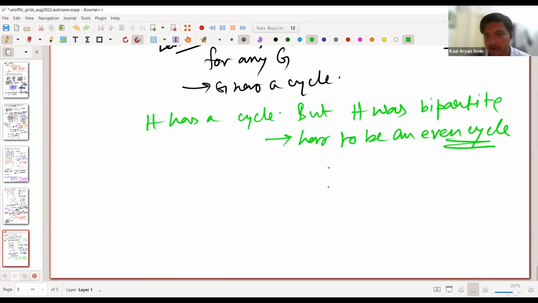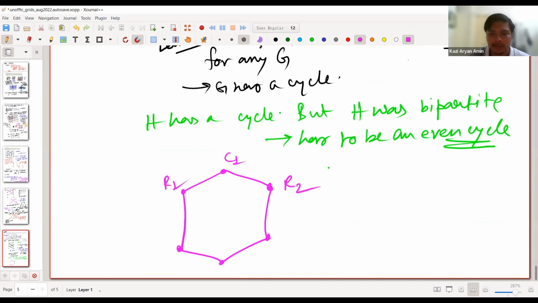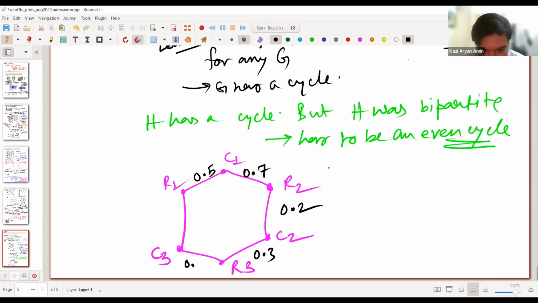So suppose now, obviously, you're going to work with the even cycle. Suppose you have an even cycle, and suppose this is R1, this is P1, this is R2, this is T2, this is R3, this is T3. Can you do something with the even and odd cycles? Suppose this number is 0.5 here, this is 0.7, this is 0.2, this is 0.5, 0.3, let's say 0.11. Let's not have that; let's have 0.1 and let's have 0.4. So can you do something with this cycle? Any ideas?